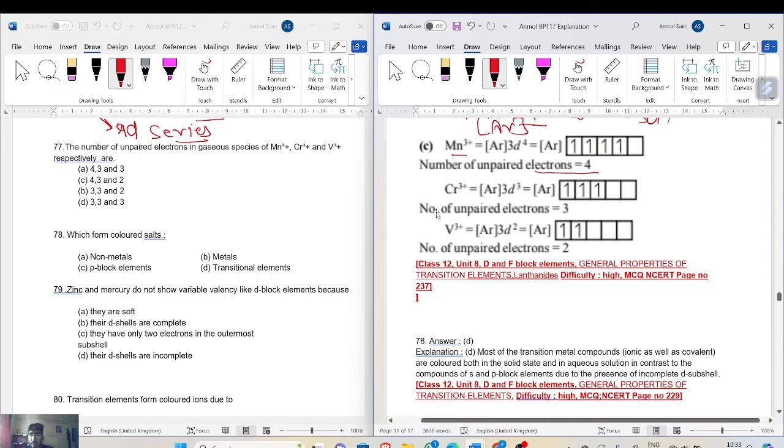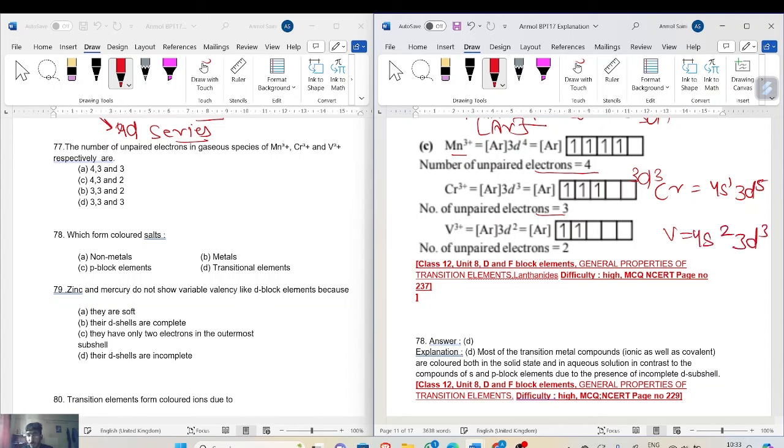Now Cr3+. First we write the configuration for Cr, which is 4s1 3d5. Now for 3+ we remove 1 from s and 2 from d, so it will become 3d3. So unpaired electrons will be 3. Now similarly for vanadium, first we write the configuration. This will be scandium, titanium, vanadium. So 4s2 3d3. Now we will remove 3 electrons, 2 from s and 1 from d. Now d2 will be left, so unpaired electrons will be 2.